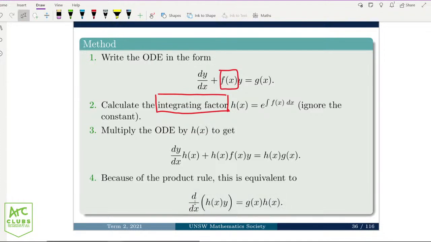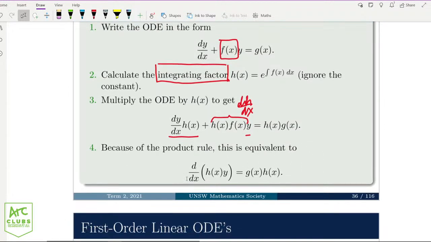So the derivative of hxy is essentially just equal to dy dx multiplied by hx plus y multiplied by dh dx. So the whole purpose of having that integrating factor is so that we can rewrite our ODE in terms of this, which then we can solve easily by integrating both sides.